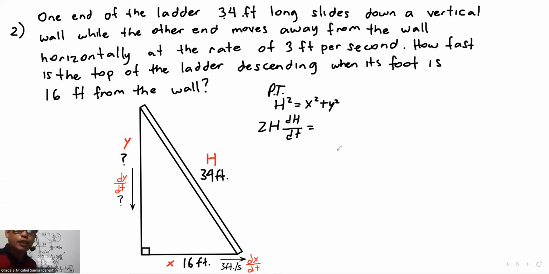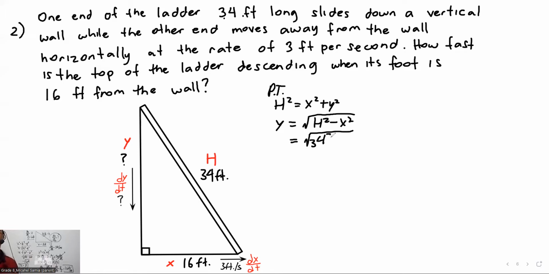Josh, before differentiating, try to solve first for the missing side of the triangle. Missing side, y. Equals minus 6 times 30.